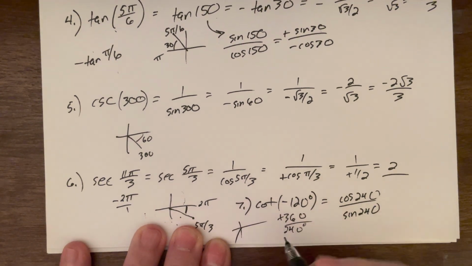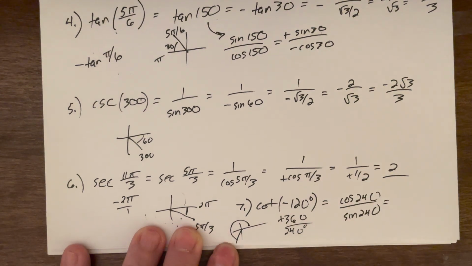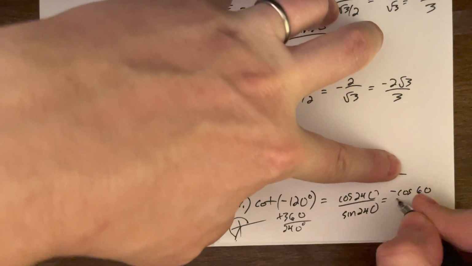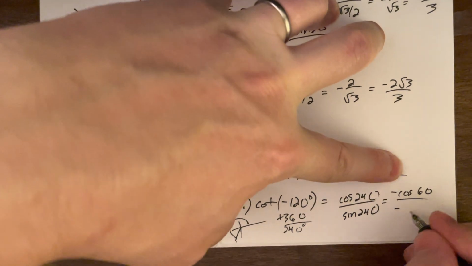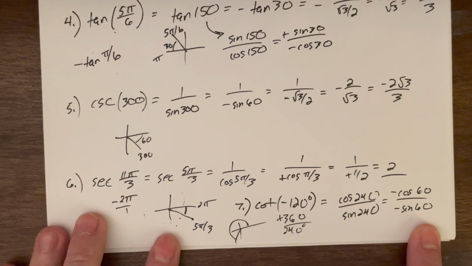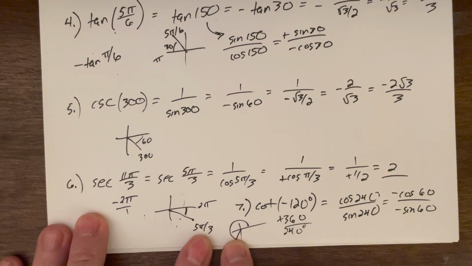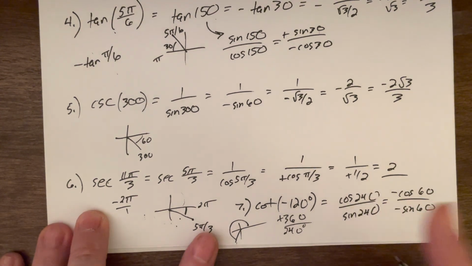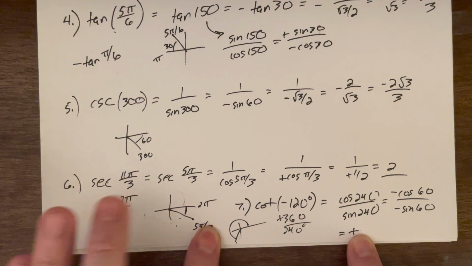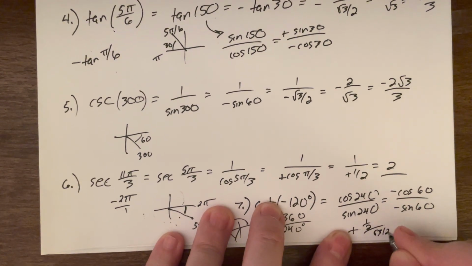240 is in the third quadrant. So the reference angle is 60. Negative cosine of 60. Sine would also be negative at 60. I mean, little things. If you did it 1 over tangent, tangent is positive here. But look, it still works out. A negative divided by a negative will end up being a positive. And then cosine of 60 divided by sine of 60.